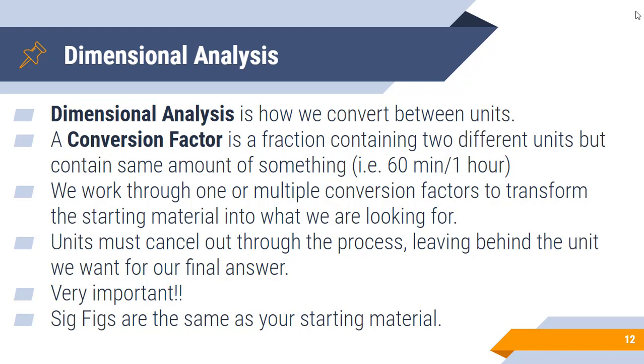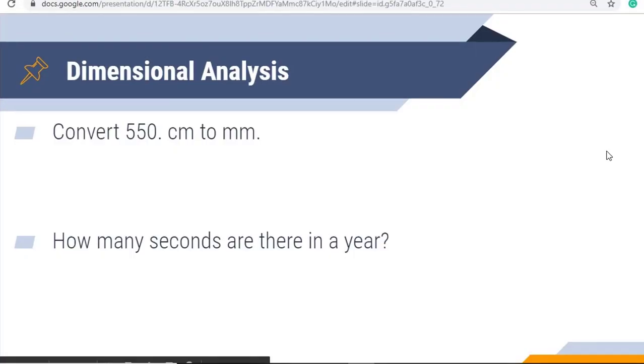Lastly, when we're talking about significant figures, very easy. Look at the number of significant figures in your starting material, and that will be the same as what your answer is. So keep those rules in mind as we dive into some dimensional analysis problems. The first problem here says to convert 550 centimeters to millimeters. Well, we always start with what's given to us in the problem. So let's start with 550 centimeters.